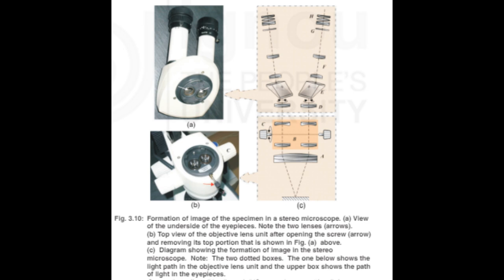C. Diagram showing the formation of image in the stereo microscope. Note the two dotted boxes. The one below shows the light path in the objective lens unit and the upper box shows the path of light in the eyepieces. Our eyes see two images that exhibit parallax, and a single image of the specimen is seen.